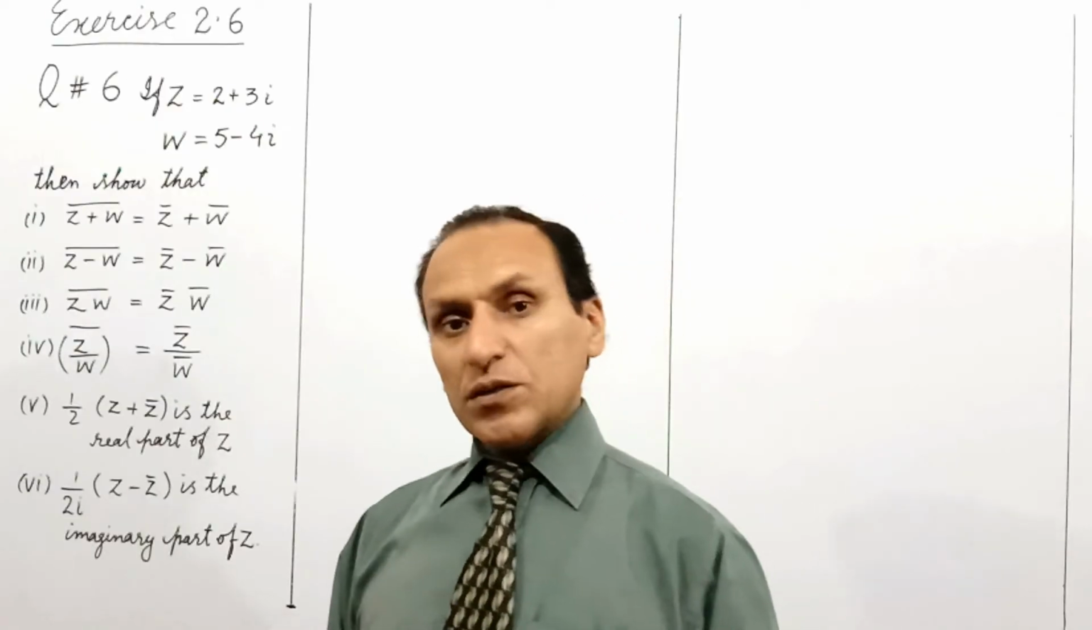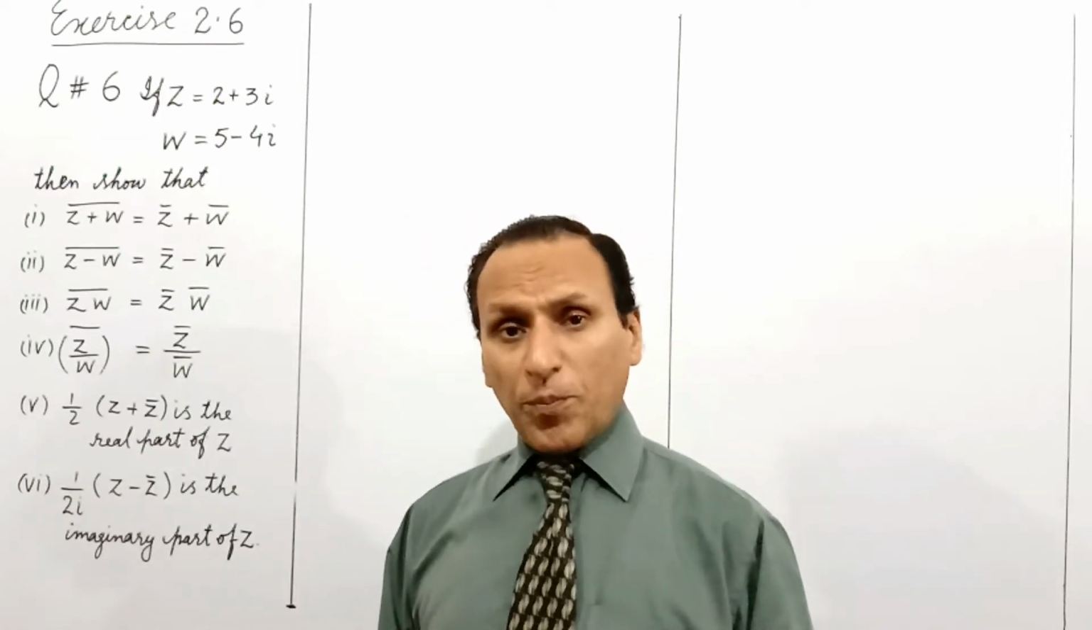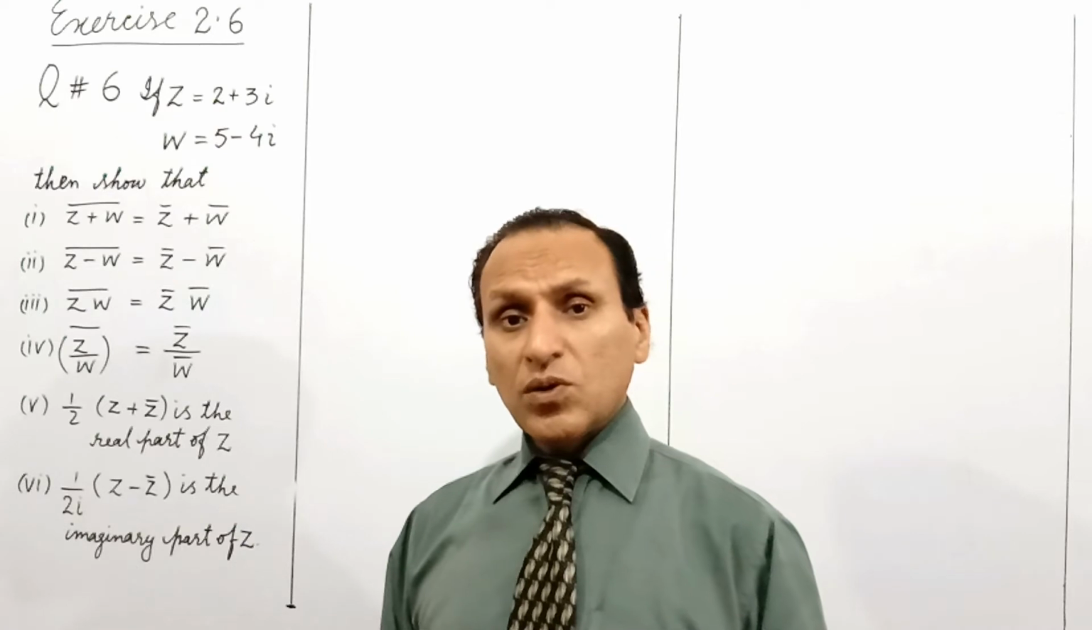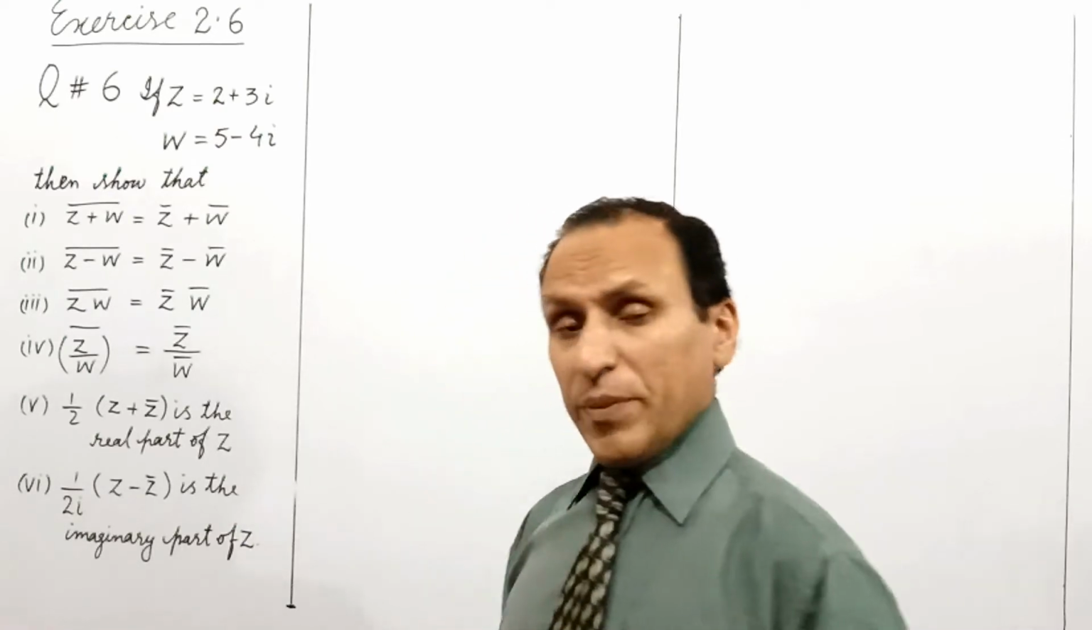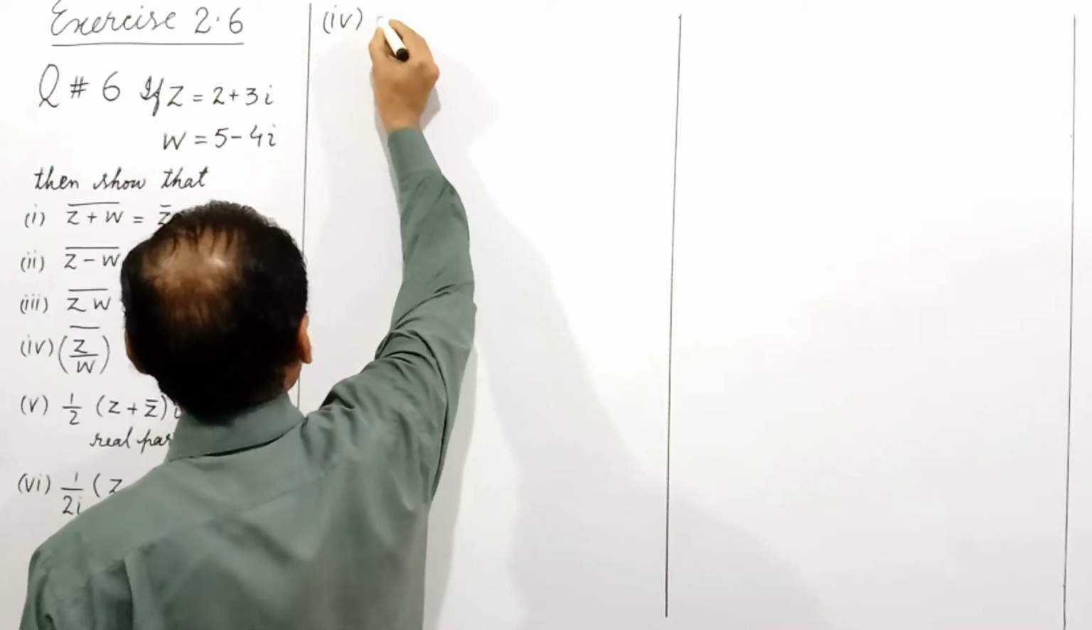Now we move to part 4 of question number 6. In this we observe the property of the complex numbers related to division. So let's begin to prove. Part 4.